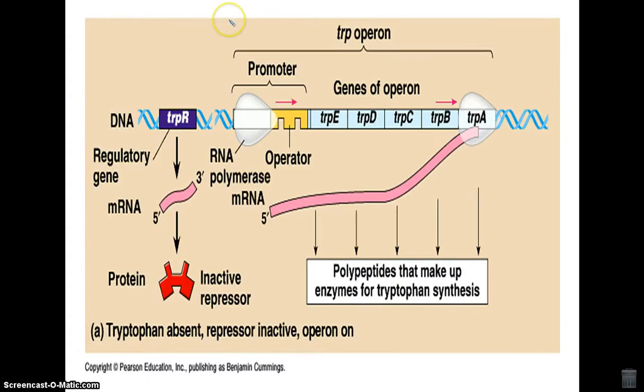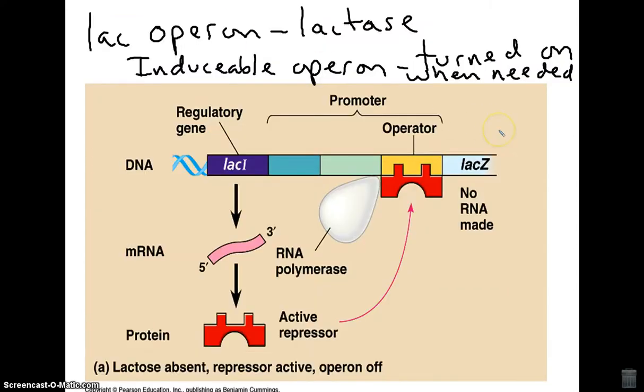So that's an example of a repressible operon. Now let's look at the opposite. The opposite is what's called an inducible operon, and this one is only turned on when needed. So it's off until it's needed, then it's turned on, and the lac operon, or the lactase operon, is an example of that. In this case, the repressor is always bound to the operator unless we need it.